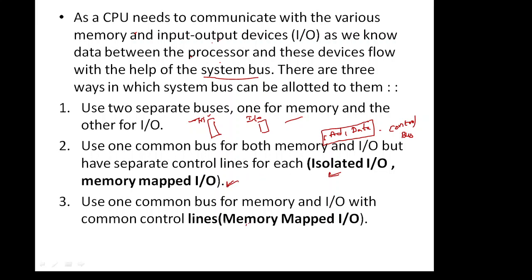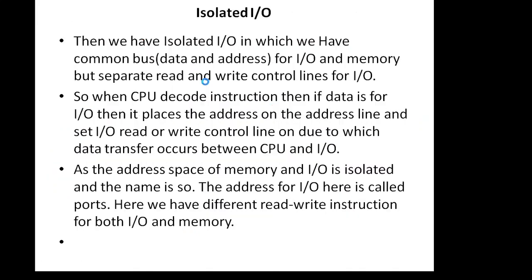And the last one is to use a common bus for memory and IO with common control lines. Common control lines, what we are saying, is memory mapped IO. So these are the three different ways in which a system bus can be allocated to them. Previously we have seen how the system bus is allocated, and these are the three different ways which are very important.